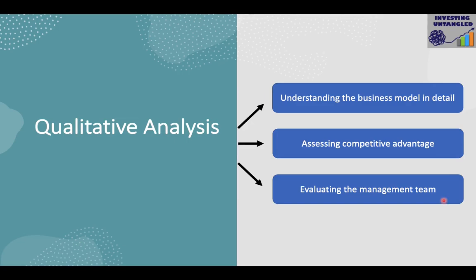In the final step, we'll evaluate the work that the management team is doing in terms of deploying their cash in growing the business. And we'll also figure out the integrity of the management team, what kind of professional experience they've had, and what kind of history they've had. So let's go one step at a time. We'll start with understanding the business model first.